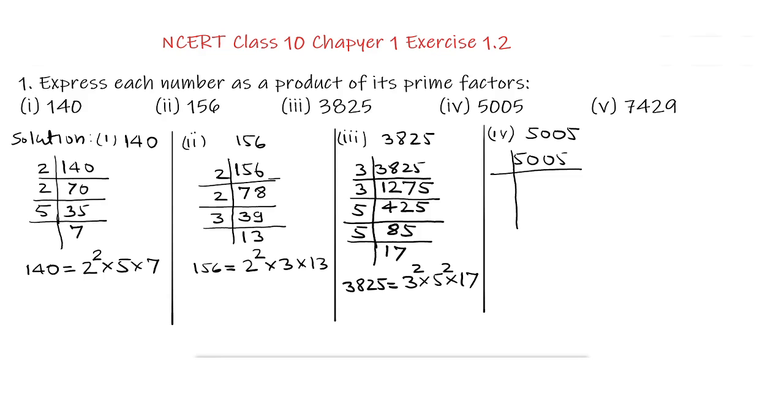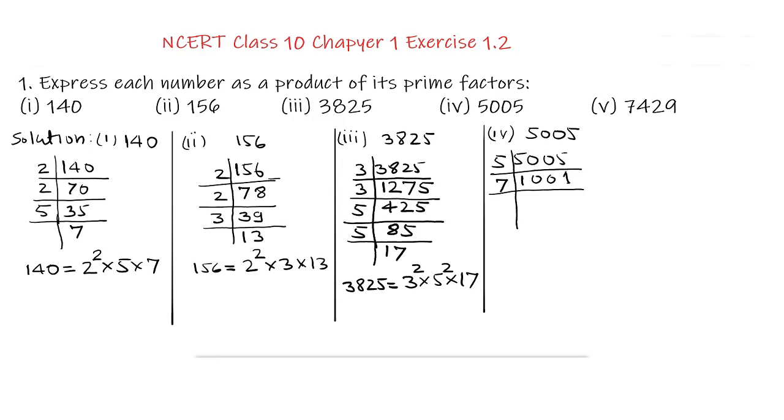So we directly divide it by 5, as the number ends with 5. On dividing by 5, we get 1001. Now it is not divisible by 5, so we try 7.